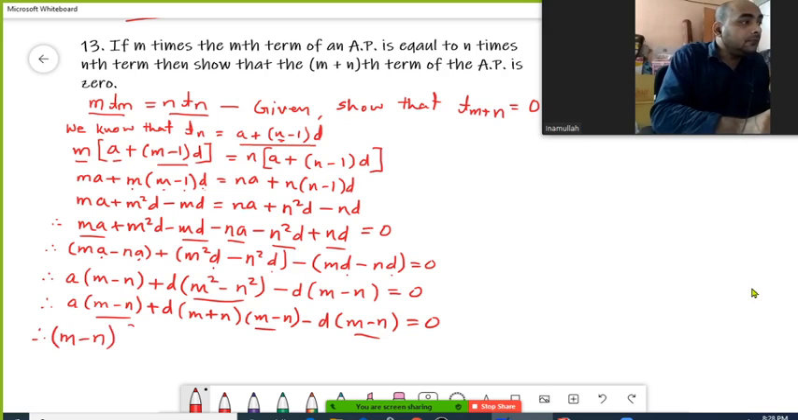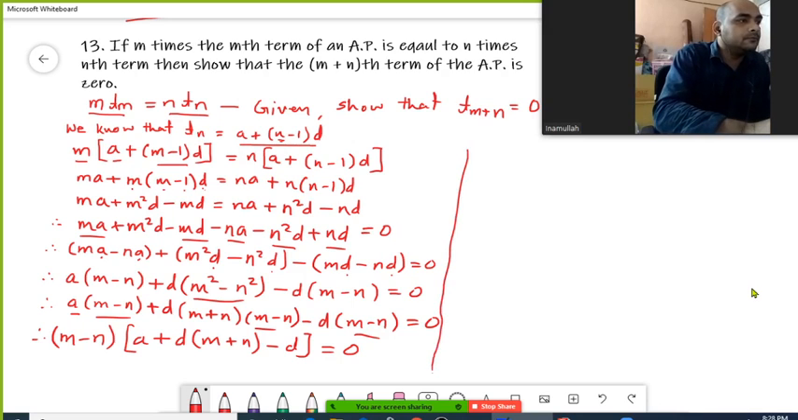So here we have a plus d into bracket (m plus n) minus d is equal to 0. Now, m minus n stays in its place.